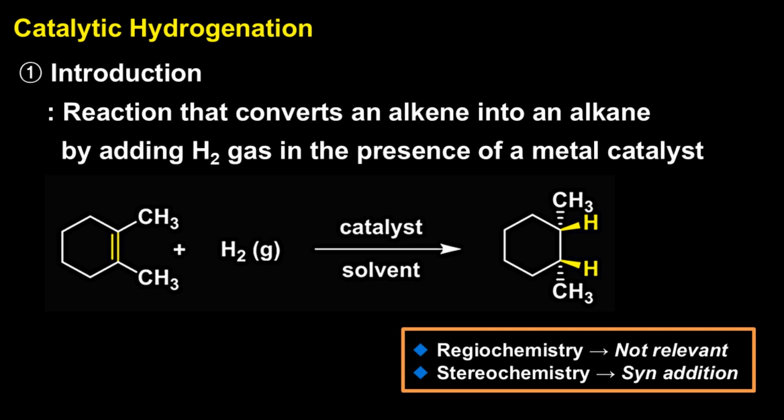So what exactly is catalytic hydrogenation? It's a reaction that turns an alkene into an alkane by adding hydrogen gas, or H2, in the presence of a metal catalyst. Here's what happens. The pi bond in the alkene breaks, and two hydrogen atoms get added, one to each carbon. Now, here's something important. This reaction isn't about where the hydrogens go, so there's no regioselectivity to worry about. But it is stereoselective, because both hydrogens add to the same face of the double bond. That's what we call syn addition, and we'll come back to that in just a bit. But first, let's see how this works at the molecular level.